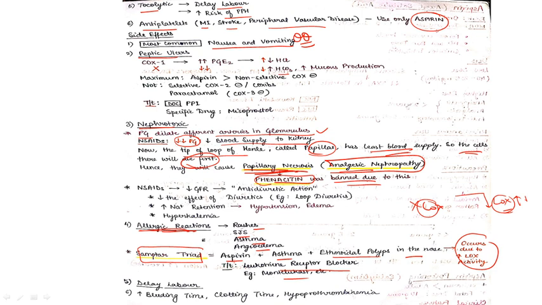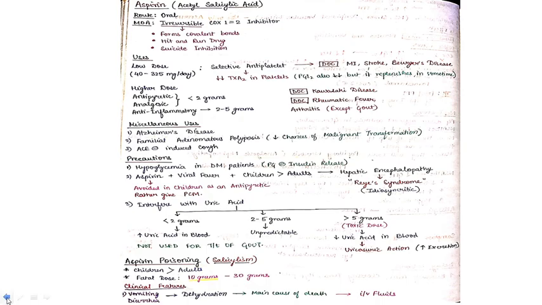So this is the basic idea about the side effects. Fifth, it can delay labor. Sixth, it will increase bleeding time. So these are the common side effects which are associated with NSAIDs.